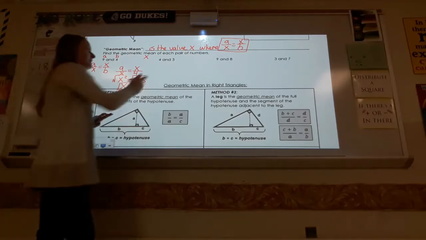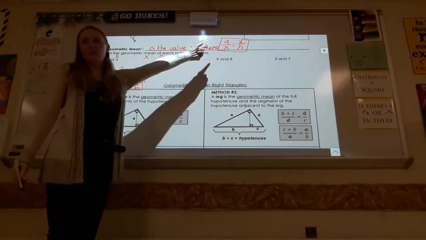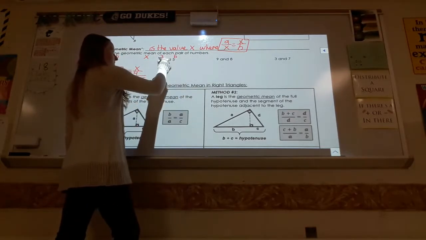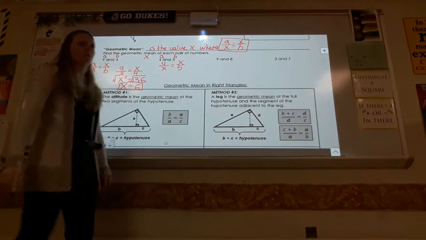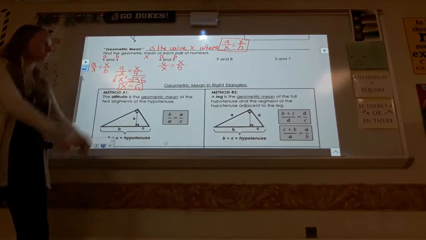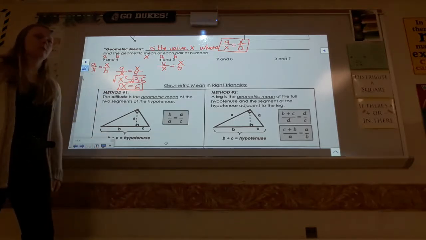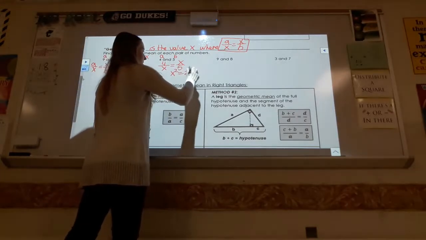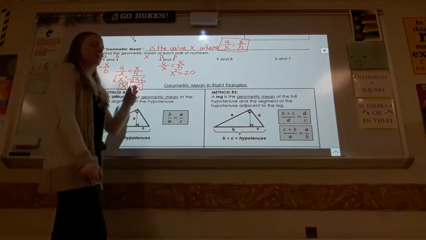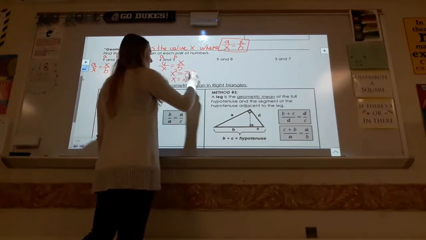Alright, so then again, in this question, they've given me a and b, and I'm trying to solve for x using this formula you have to have memorized. So I plug in a, I plug in b, and then I cross multiply. What would I get? If I cross multiply, what do I get? X squared equals 20. Now, is 20 a perfect square like 36 was? No. So when you take the square root, you're going to get the square root of 20.